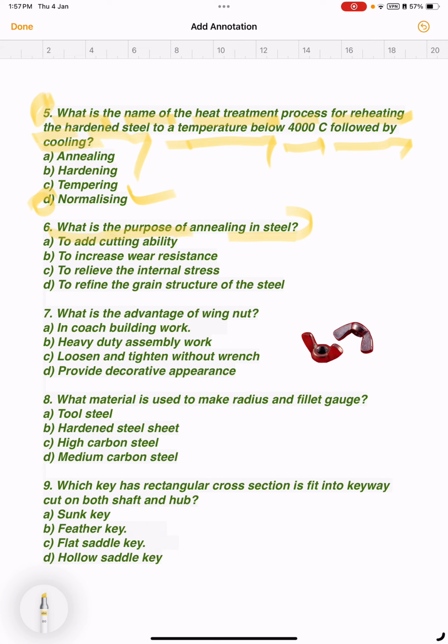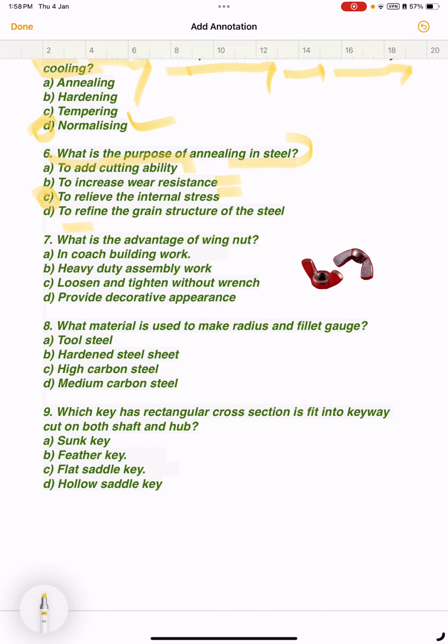Next, what is the purpose of annealing in steel? What purpose can the annealing operation serve in steel? To add cutting ability, to increase wear resistance, to relieve the internal stress, to refine the grain structure of the steel. Next one, to relieve the internal stress. After the annealing process is done, the internal stress will be relieved and all material properties are in the same condition. That answer is relieve the internal stress.